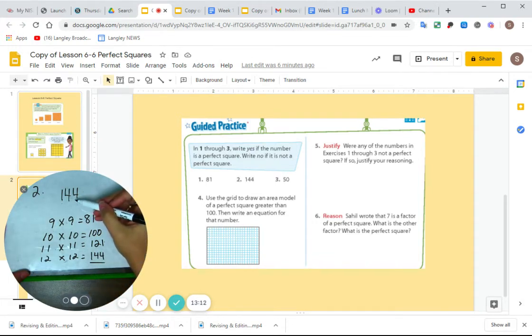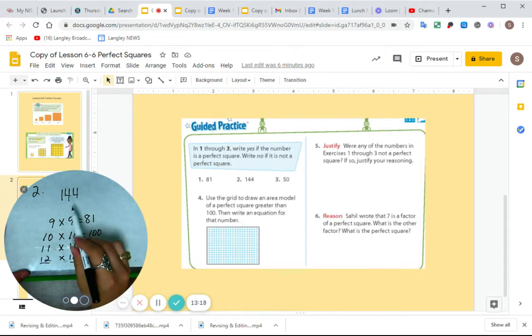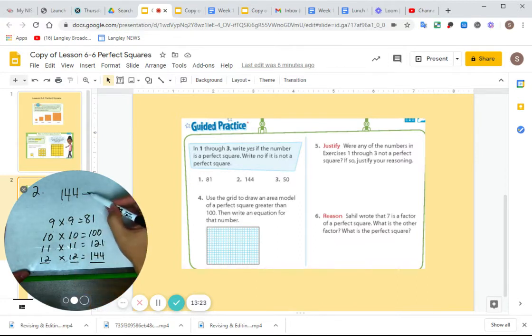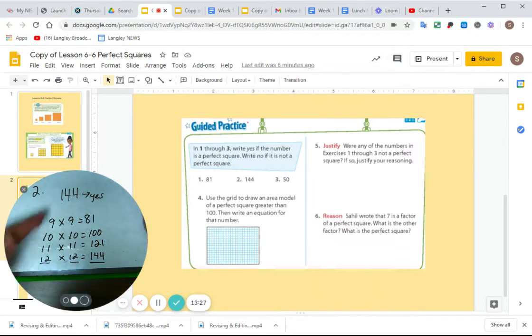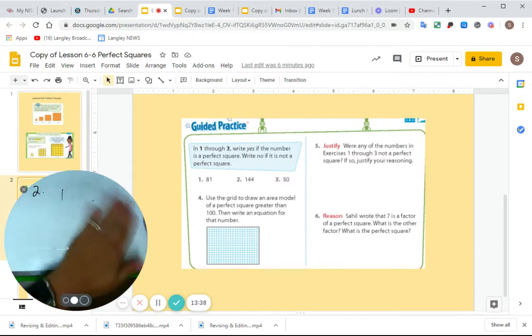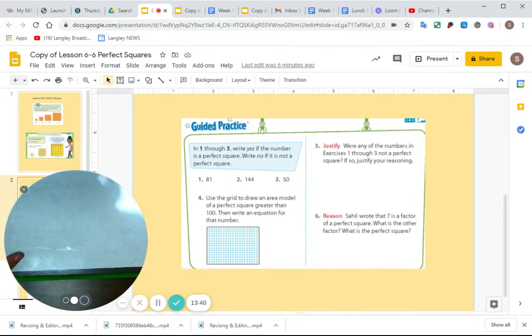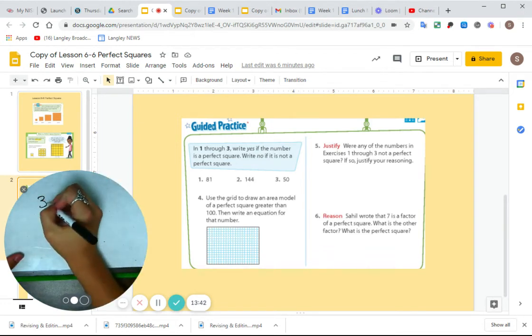So, does this number match that one? Yes, it does. Are both factors the same? Yes, they are. So, is the number 144 a perfect square? Yes, it is. Okay, good. So this is a way you can use your math facts, those perfect squares, to try and help you figure out the numbers. Okay, start low. Start with the 2s, go to the 3s, the 4s, and so on. Okay. All right, so let's try number 3.